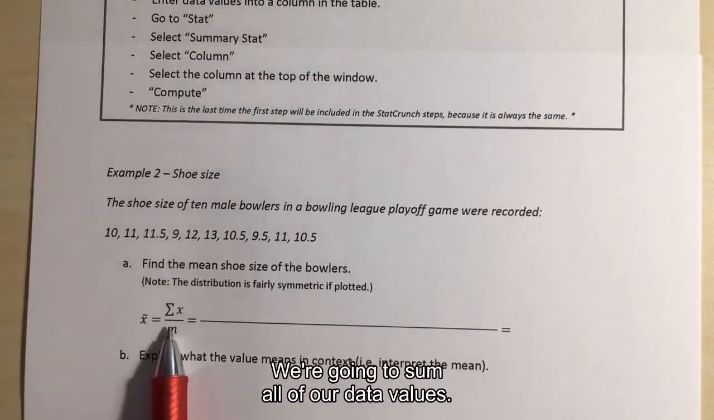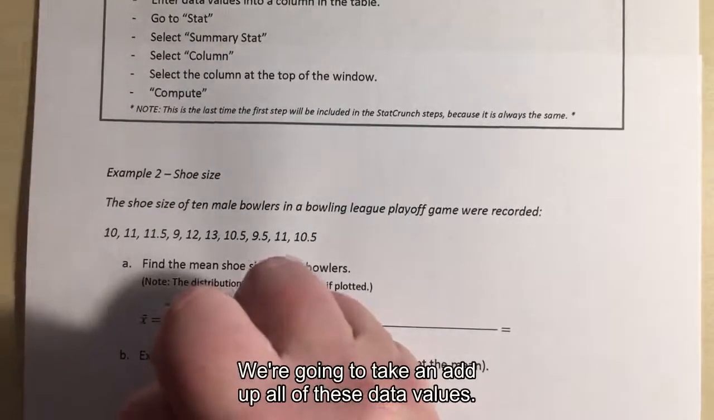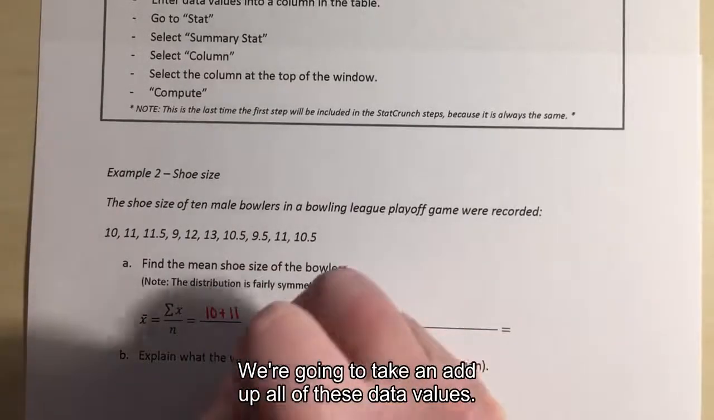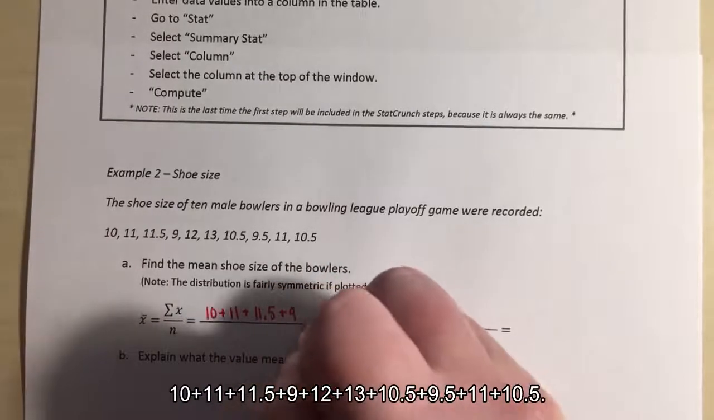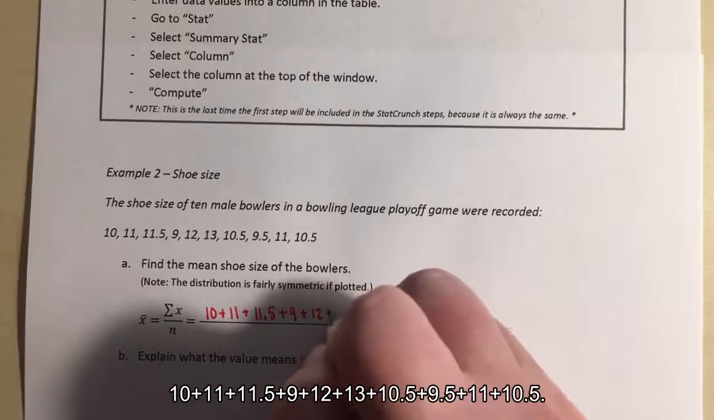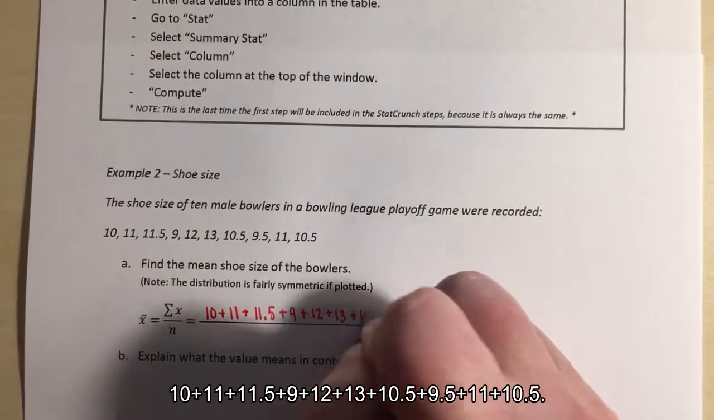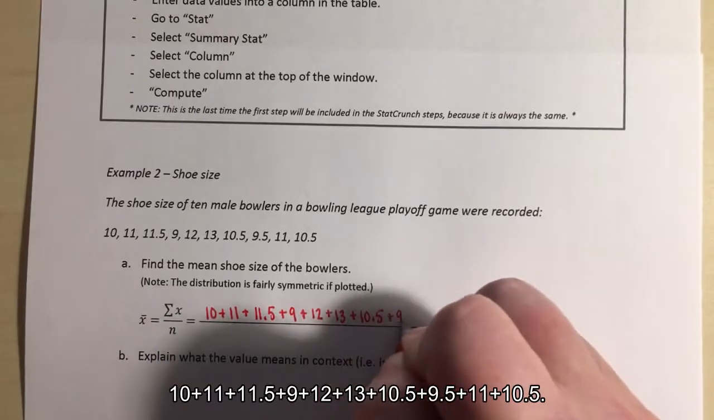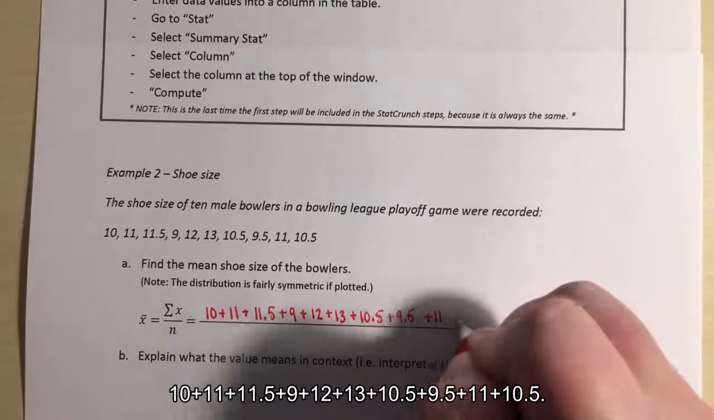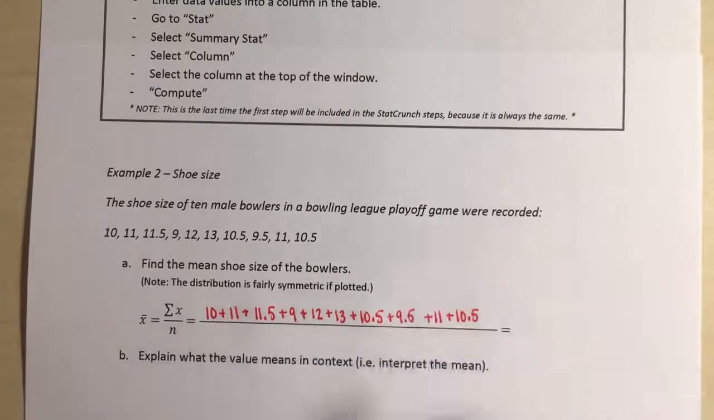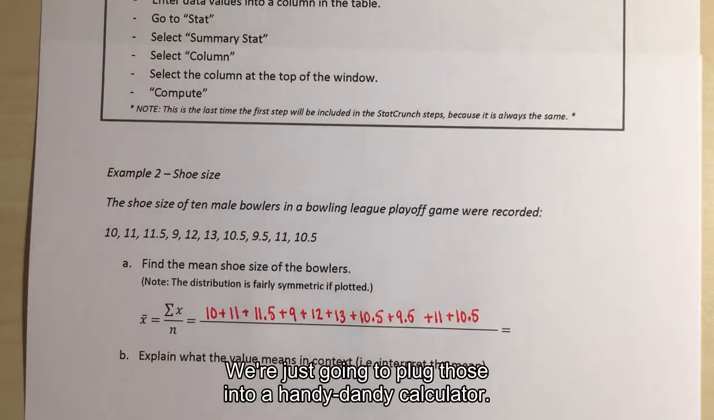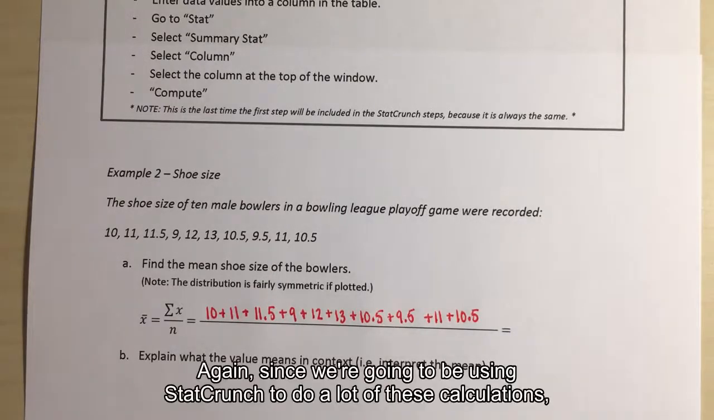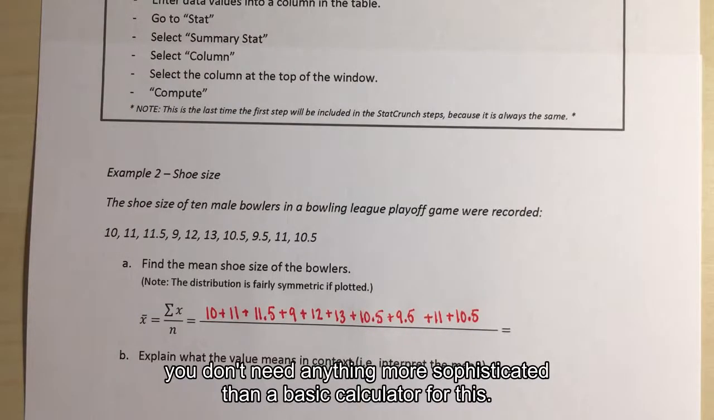We're going to sum all of our data values. So we're going to add up all of these data values: 10 plus 11 plus 11.5 plus 9 plus 12 plus 13 plus 10.5 plus 9.5 plus 11 plus 10.5. Right, so we have all of our data values summed in the top. We're just going to plug those into a handy dandy calculator. Since we're going to be using StatCrunch to do a lot of these calculations, you don't need anything more sophisticated than a basic calculator for these.